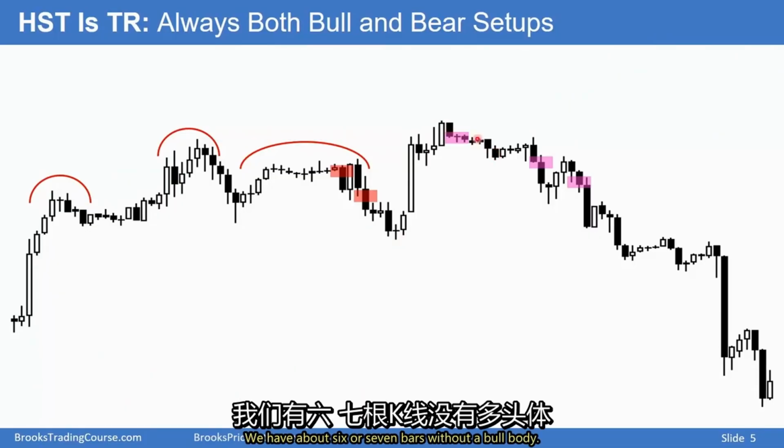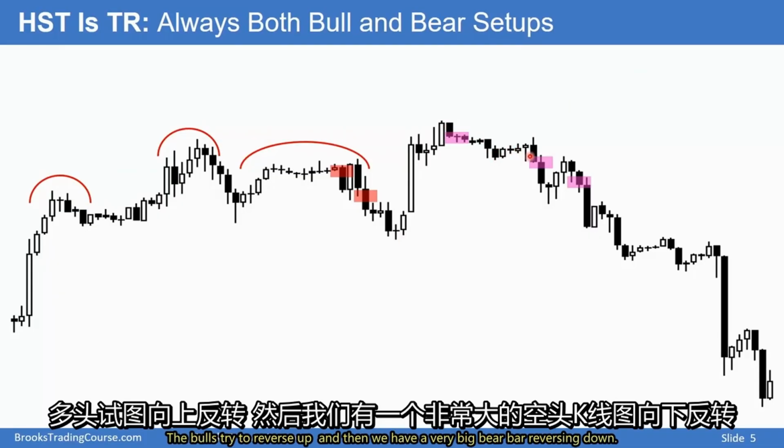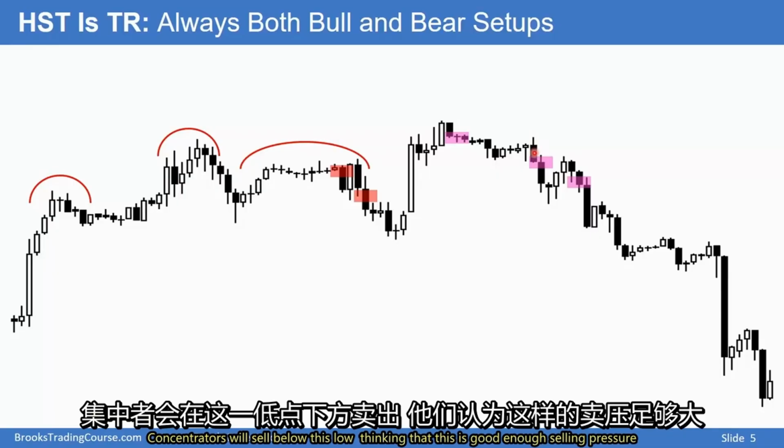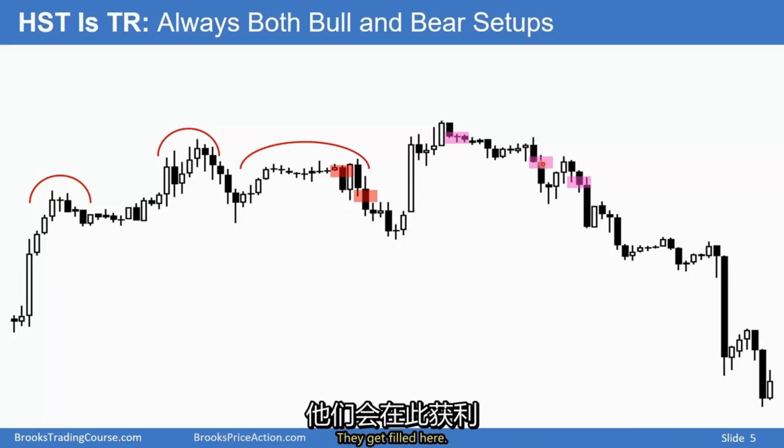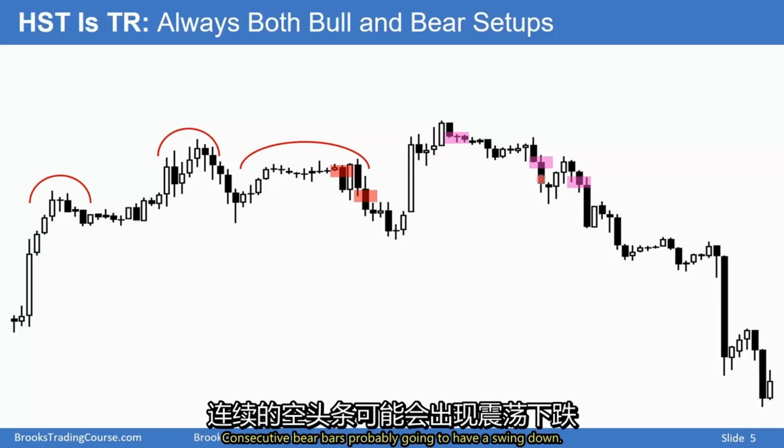We have about 6 or 7 bars without a bull body. The bulls try to reverse up, and then we have a very big bear bar reversing down. Some traders will sell below this low, thinking that this is good enough selling pressure for at least a small second leg down, and they'll look to sell below a bear bar. They get filled here. Consecutive bear bars, probably going to have a swing down.